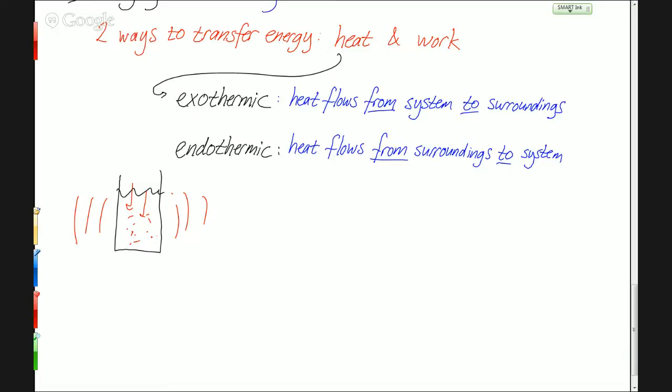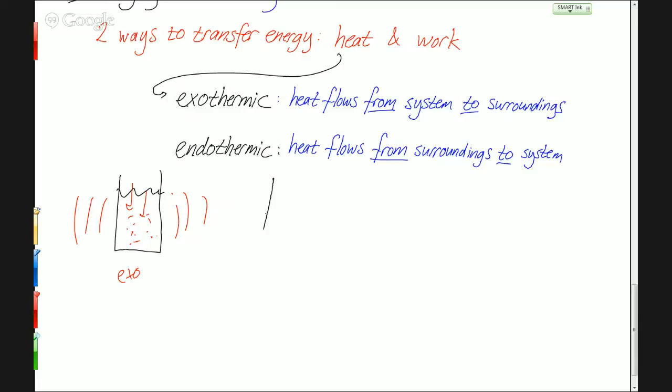So the fact that the surroundings are getting hot means energy is being transferred, or actually we should really say energy is being transferred via heat from the chemicals out to the surroundings that we can feel. So that would be an exothermic process.